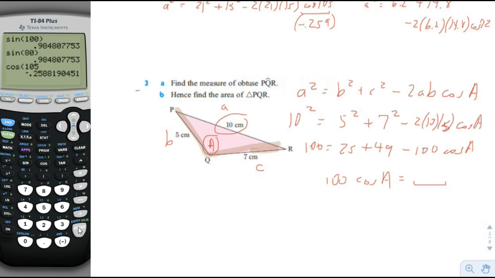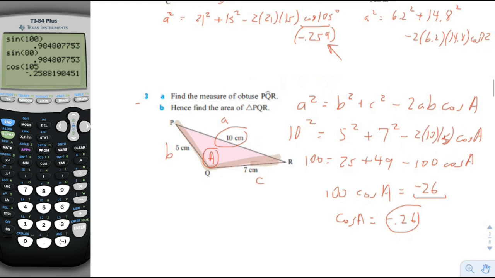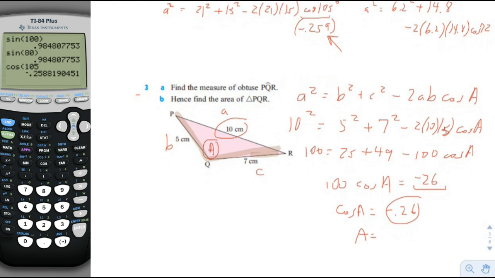And that something would be 25 plus 49 is 74, and minus 100 would be minus 26. So cosine of A is equal to negative 0.26. That looks familiar. That's negative 0.26. They're recycling the numbers again. So it's actually 105. A is 105 degrees.